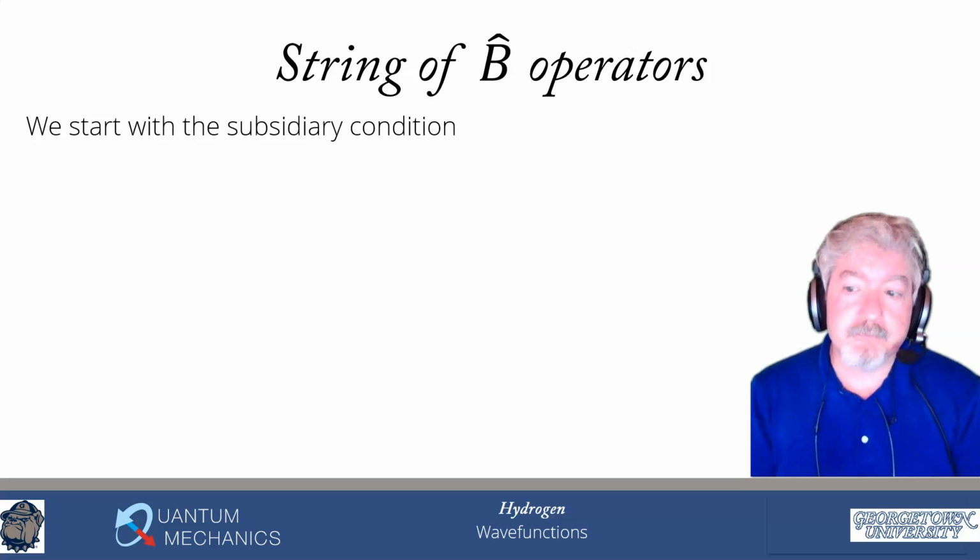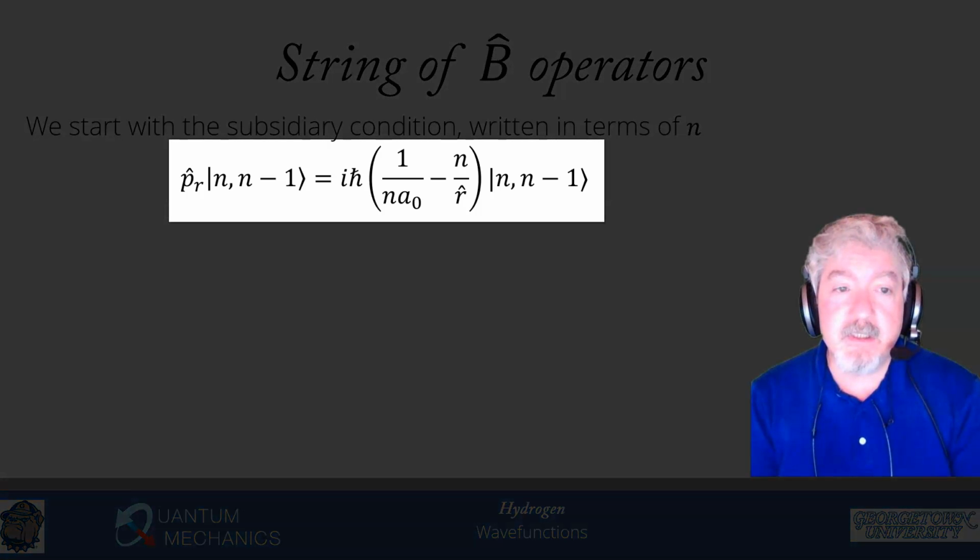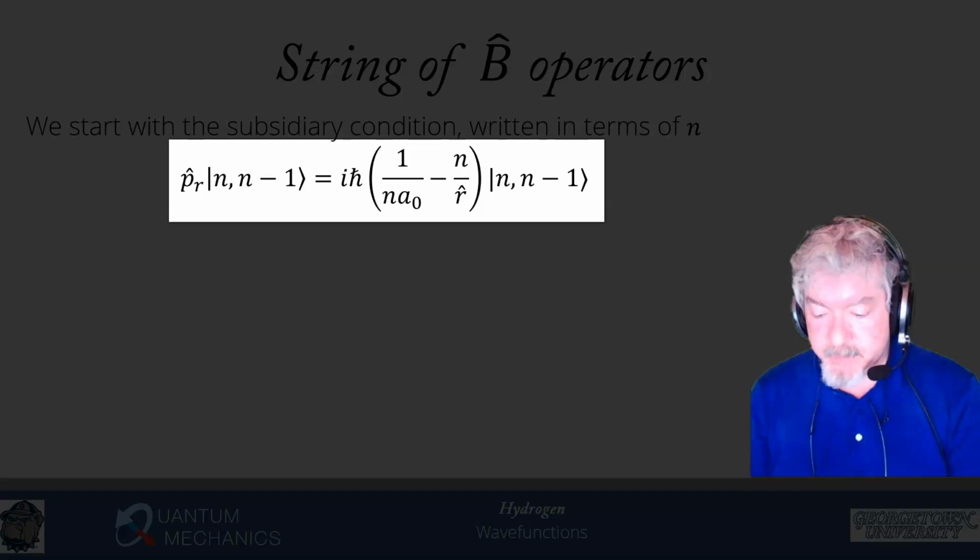So we have this string of B operators that is acting on the auxiliary Hamiltonian ground state, and we want to try to evaluate what those operators are in a more simple form. And the idea is let's use the subsidiary condition, which relates the operator of radial momentum acting on the state to a polynomial in 1 over r acting on that state. This then gets rid of the momentum operators and replaces them by position operators.